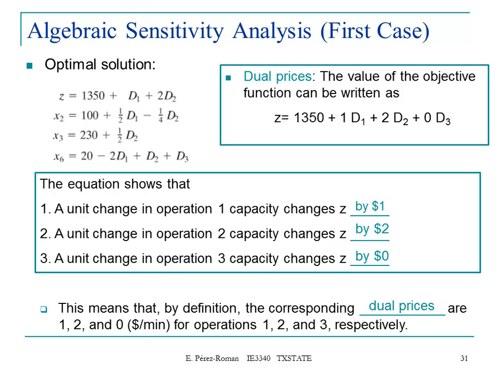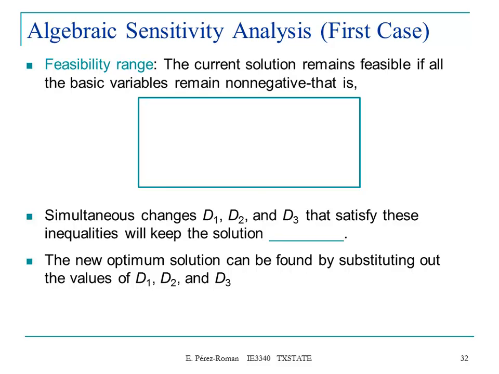Okay, so now we need to find out what are the ranges that we can use to increase and decrease these values in order to keep the optimal solution the same. So that's what we call the feasibility range.